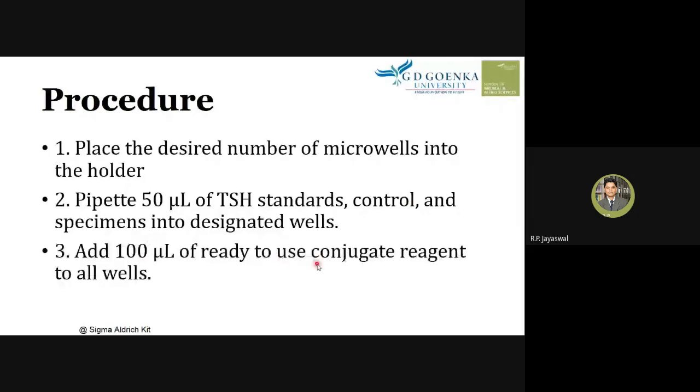Add 100 microliter of ready-to-use conjugate reagent to all wells. The conjugate reagent is an enzyme-labeled antibody. So we need to add 100 microliter in the wells. Then after that, just shake for 10 to 30 seconds.